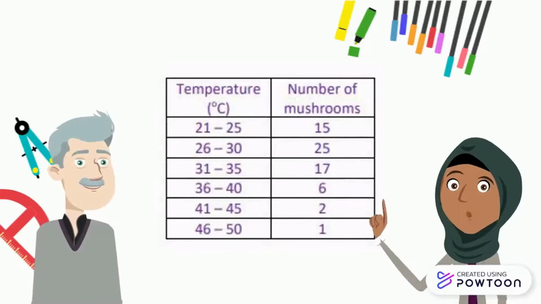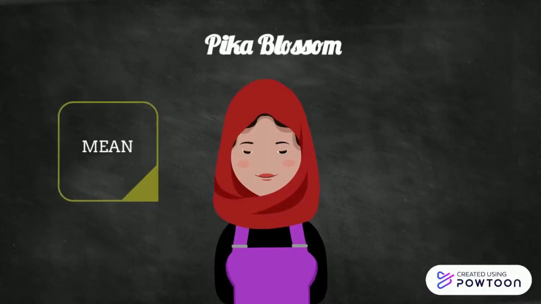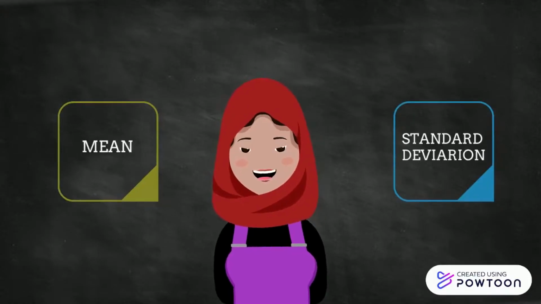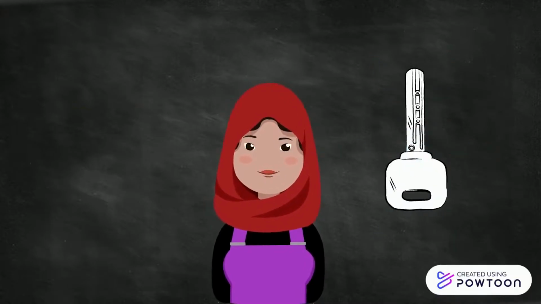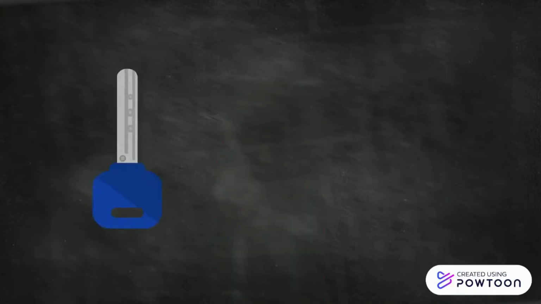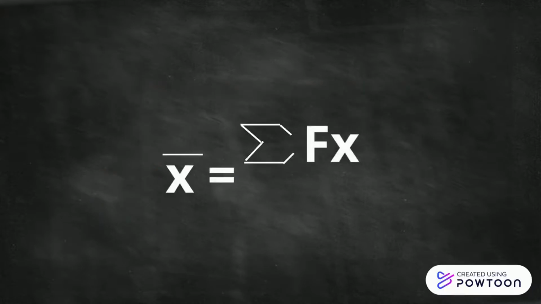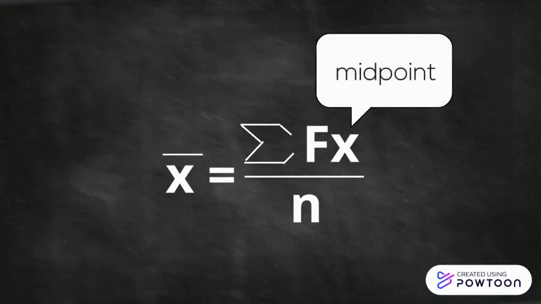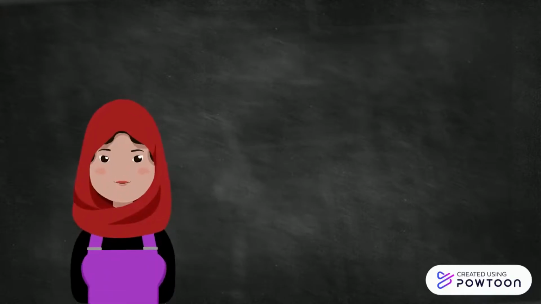Oh, this is more than enough, Mr. Farmer. Don't worry, our Afiqah here is an expert at finding the mean and the standard deviation. Every problem must have secret keys in order to get the problem solved. Key number 1 is the key to find the mean. Sum of fx divided by n, where f is the frequency, x is the midpoint, and n is the total frequency. So, let us apply this formula by using the raw data given.